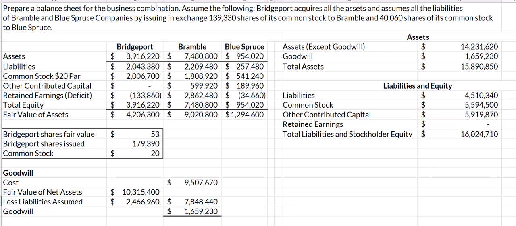Last but not least is retained earnings, and the only retained earnings we care about are Bridgeport's. And so I'm going to say here, this is going to be equal to their $133,000 deficit, and that balances the combined balance sheet. Hope this helped.